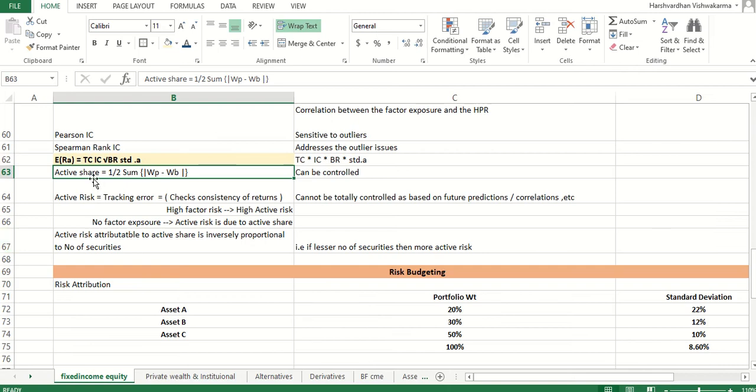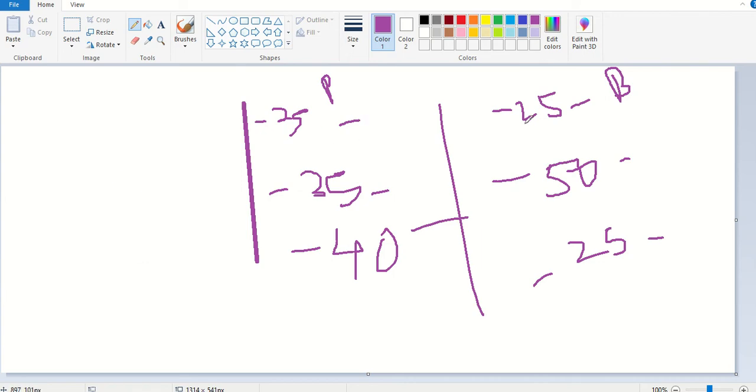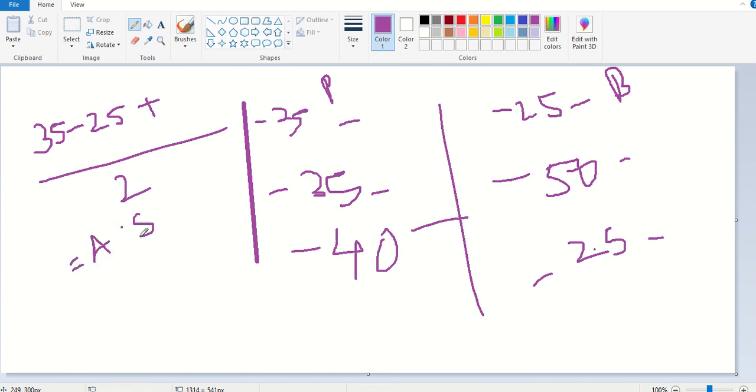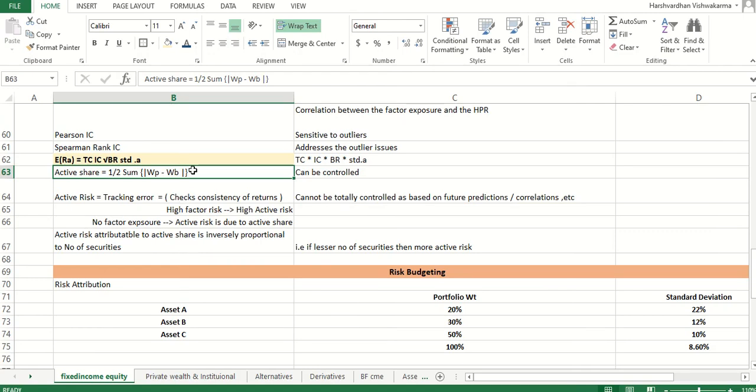Now what I'm saying is that active share is the sum of the absolute value of WP minus WB divided by 2. So I can say that WP minus WB, which is 35 minus 25 here, plus 35 minus 50 plus 40 minus 25, the entire thing divided by 2 will be my active share. This is how I am differentiating against the benchmark.